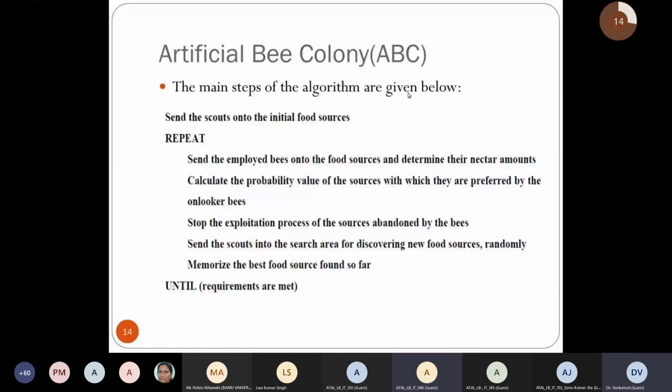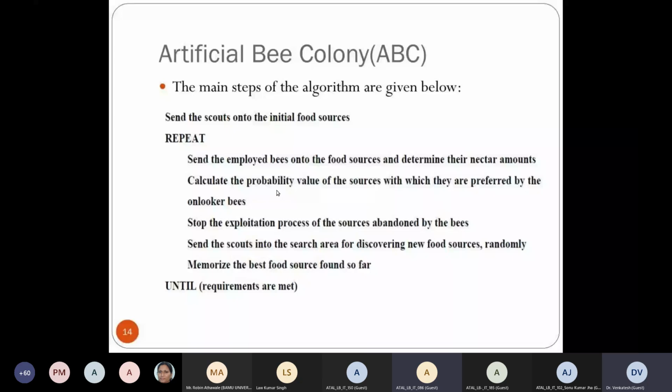So these are the main steps of the algorithm. Initially, every bee is called a scout only, because none of the bees are associated with any food source. These scouts will be sent to the initial food sources. Once the food sources are identified and associated with the scouts, they become employed bees. These employed bees are sent to the food source to determine how much nectar is there, and based on the amount of nectar they find, they come back to the hive.